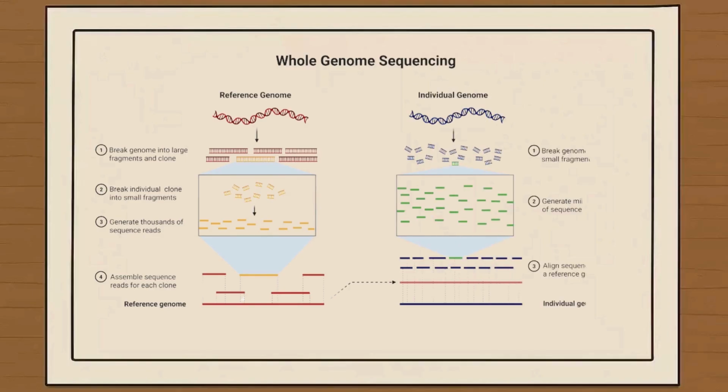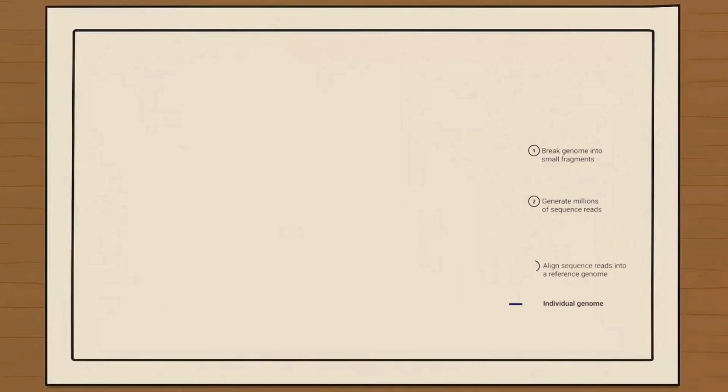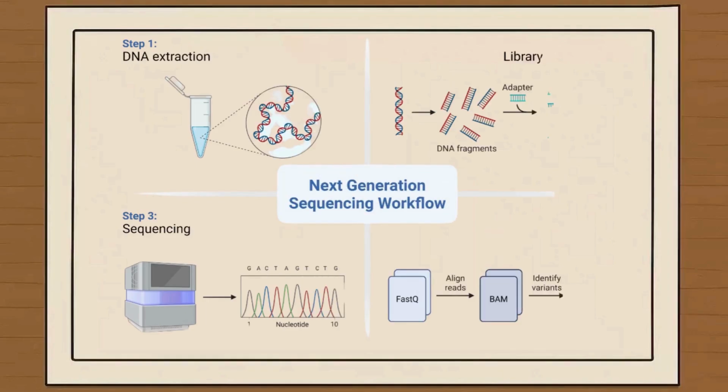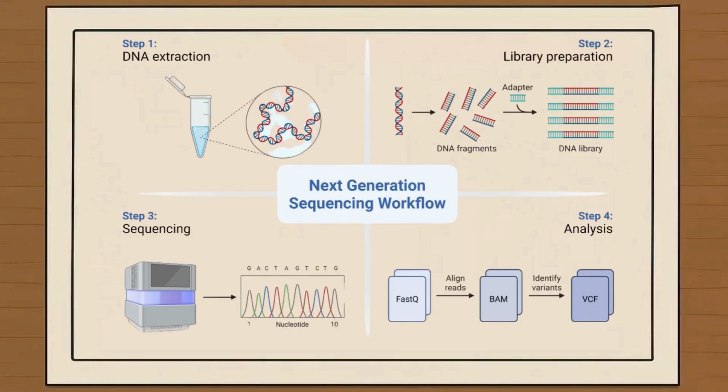From the manual gels of Sanger sequencing to the massive data output of NGS, DNA sequencing has evolved to become a cornerstone of modern biology and medicine. It is the ultimate tool for reading and understanding the blueprint of life.